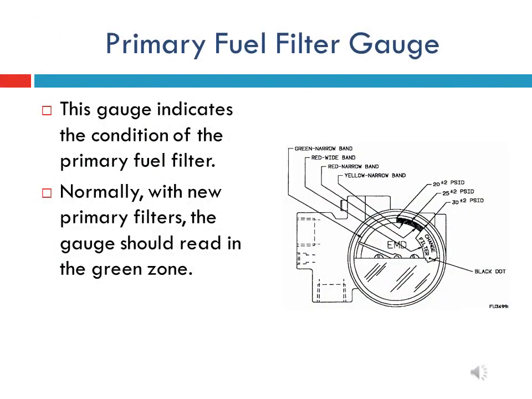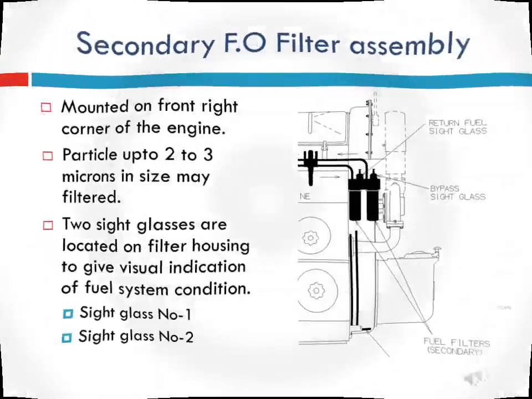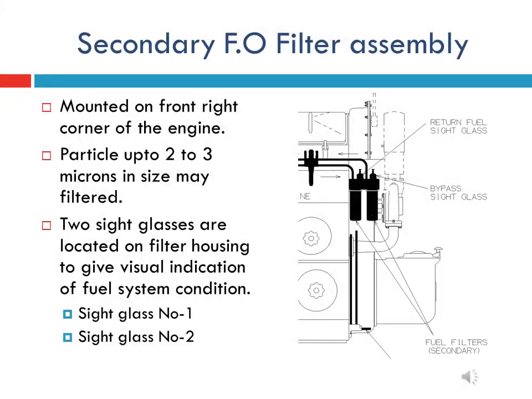Primary fuel filter gauge. In this slide, the gauge fitted on casing of primary fuel filter is shown. It indicates the condition of primary fuel filter cell. Secondary fuel oil filter assembly is mounted on front right corner of the main engine. This filter assembly consists of two filter elements. It is equipped with two sight glasses and two relief valves fitted inside the sight glasses. To understand about the sight glasses, let us move to next slide.